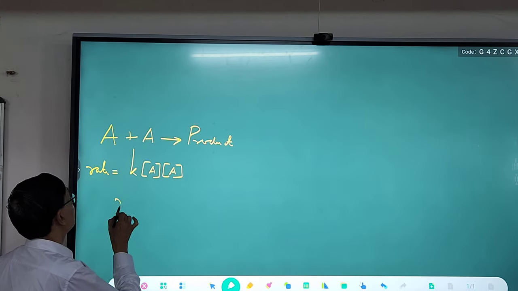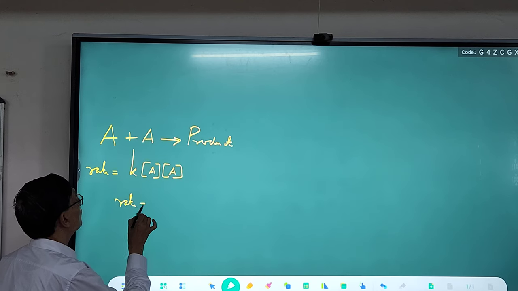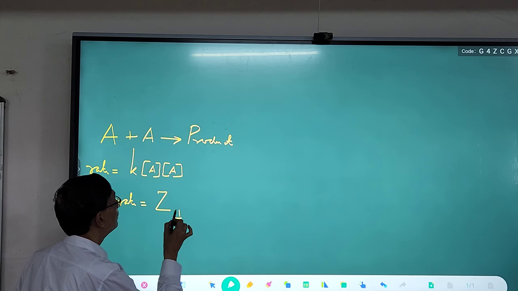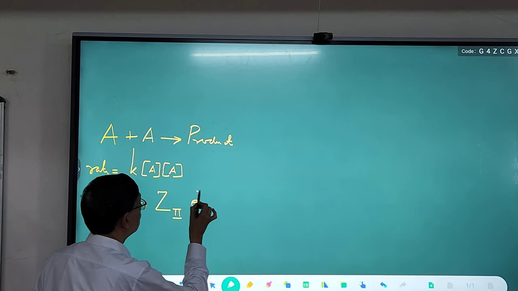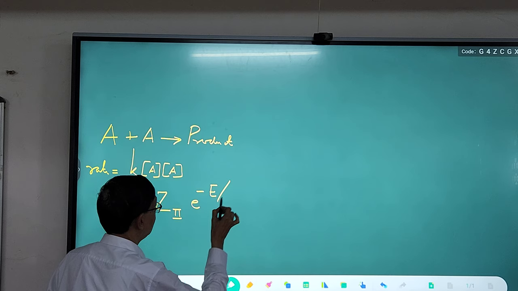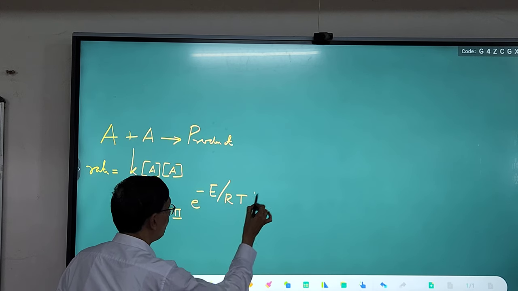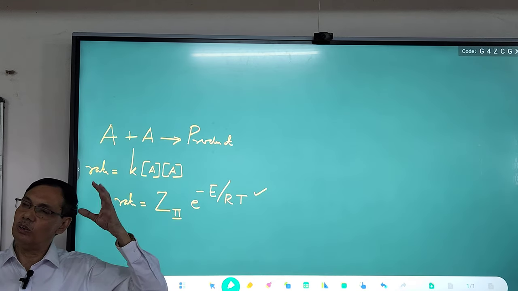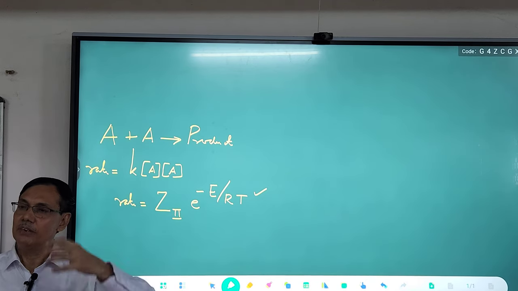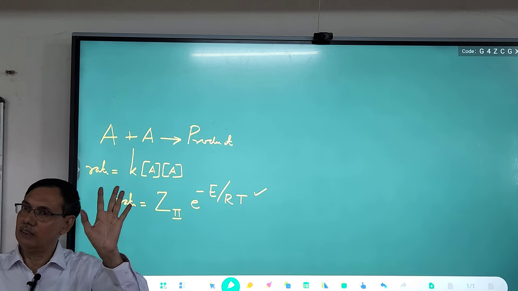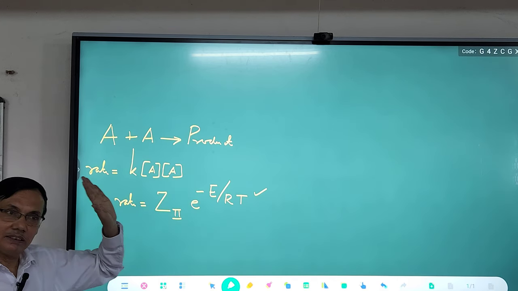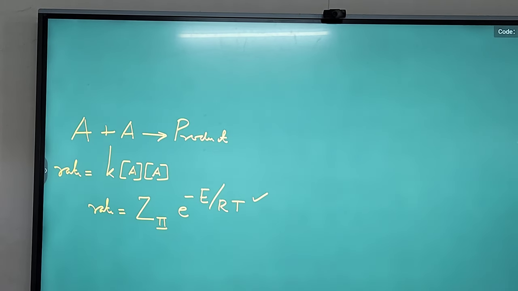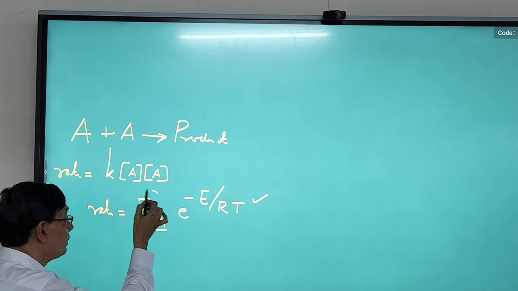And what is our second case? Rate is equal to Z e to the power minus E by RT. Is it clear? For common students, those students who want to avoid all these types of molecular collision, impact parameters, forget everything. You can start from here. You follow my point? You can start from here. Just this. And you have to calculate the value of Z.